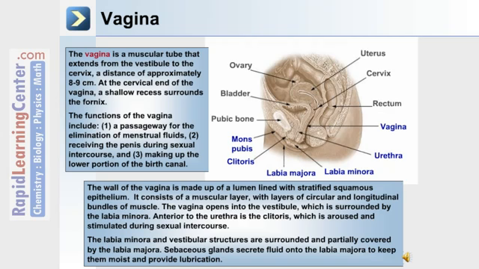The wall of the vagina is made up of a lumen lined with stratified squamous epithelium. It consists of a muscular layer with layers of circular and longitudinal bundles of muscle.